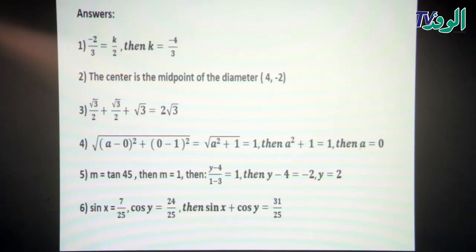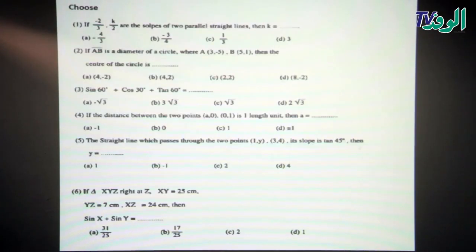Number 1 هو عمل السلوب negative 2 over 3 equals the second slope which is k over 2. Then using cross multiplication هنلاقي ان ال k جت 2 by negative 2 over 3 to be negative 4 over 3. نرجع مع بعض هنلاقي negative 4 over 3 is the first choice.